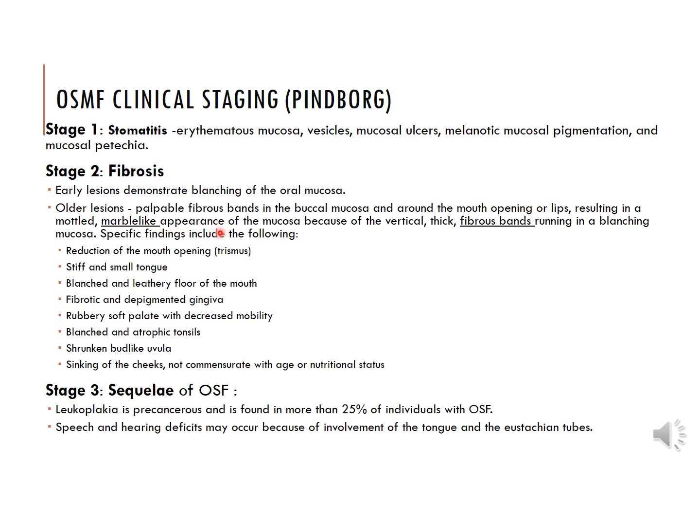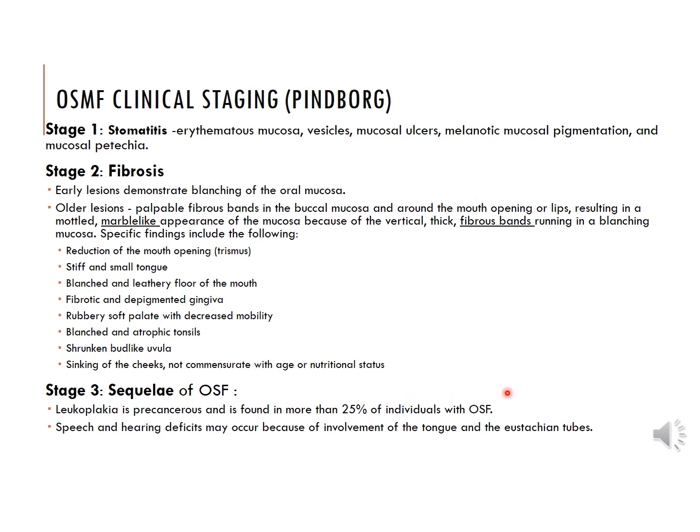So specific findings include the following: restriction of mouth opening, which is called trismus, stiff and small tongue, blanched and leathery floor of the mouth, fibrotic and depigmented gingiva, rubbery soft palate with decreased mobility, blanched and atrophic tonsils, sunken bud-like uvula, also called hockey stick uvula, sinking of the cheeks, not commensurate with age or nutritional status.